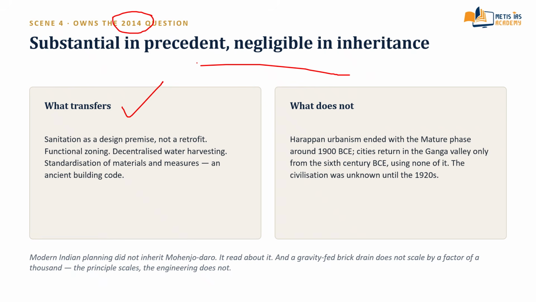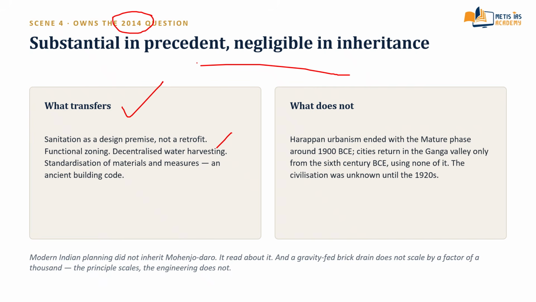The third one is decentralized water harvesting. What is decentralized water harvesting here? Dolavira sustained a city in an arid landscape and captured seasonal runoff stored in rock cut reservoirs. Set that against the water stress of contemporary Indian cities, and the relevance is immediate, not as a technology to copy, but as proof that arid zone urbanism at scale is possible when storage is designed in from the start.